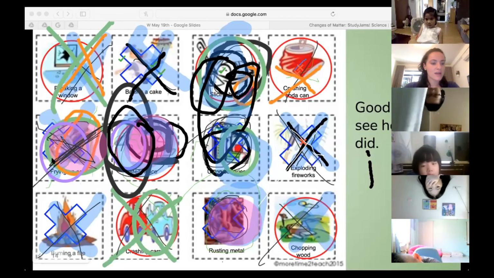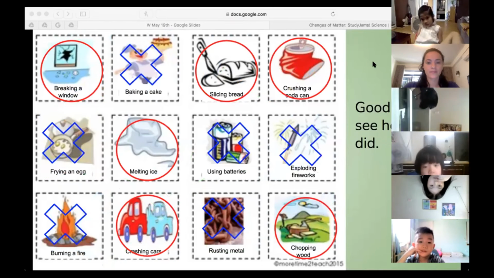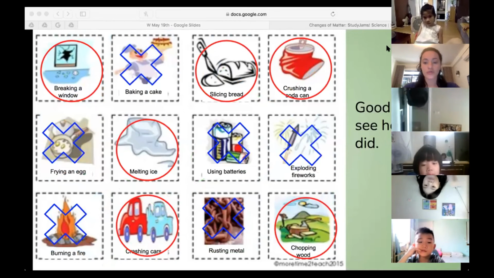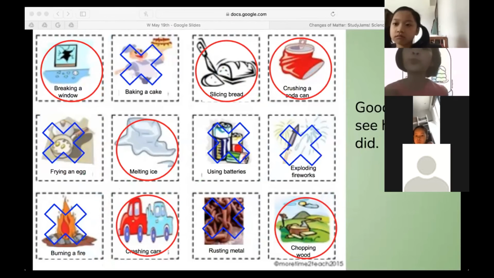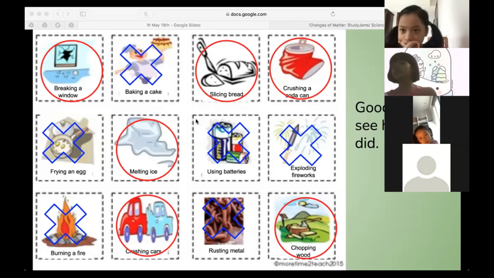All right, this one some of you got right, some of you got wrong. Let's take a look. I want you all to read it, and then if it's a circle, say physical change. If it's an X, say chemical change. Here's my example. Breaking a window, physical change. Baking a cake, chemical change.